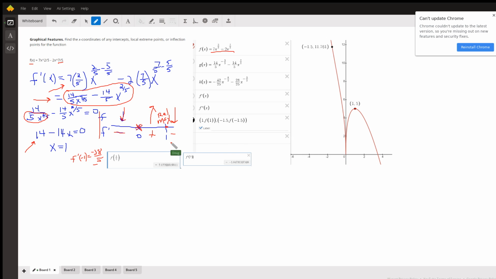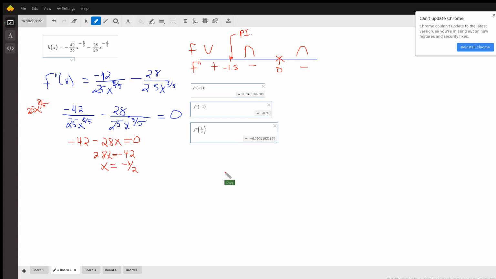but to the left of 1, f prime of 1/2 is a positive number, 2.12, so the original function is increasing. To the right of 1, like f prime of 2 is negative, the original function is decreasing, so there's your relative maximum at 1, f of 1. And that'll be this point right here, (1, 5). Notice that this point right here is not really a relative minimum. Well, I guess you could call it a relative minimum, but the first derivative is not defined there.